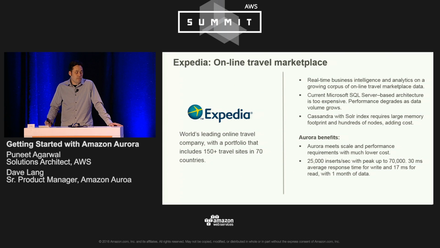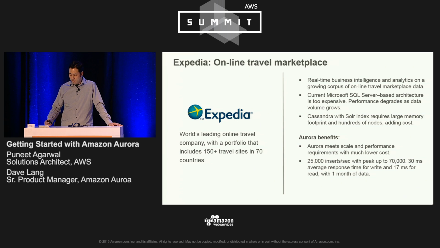They were concerned about the scale and the performance of that system, particularly with regards to the licensing costs associated with SQL Server. What they found was that they were able to actually reduce costs and improve performance when they switched to Aurora, and they were hitting on the order of 25,000 inserts per second on a typical day, but peaking up at 70,000, which was significantly better than what they needed.